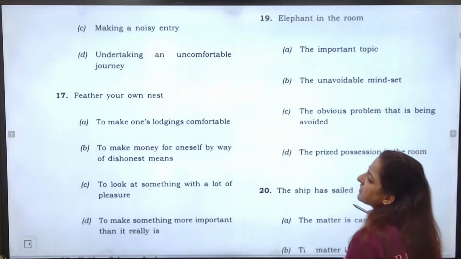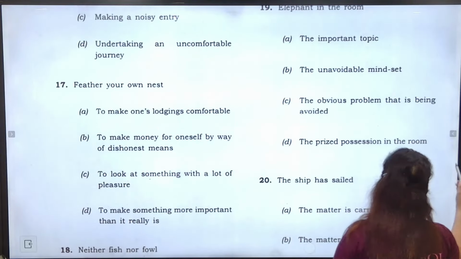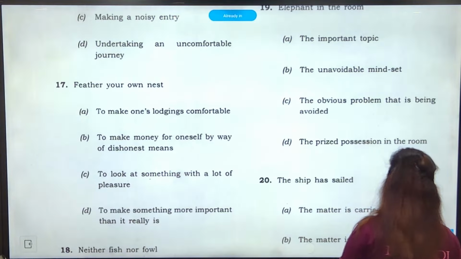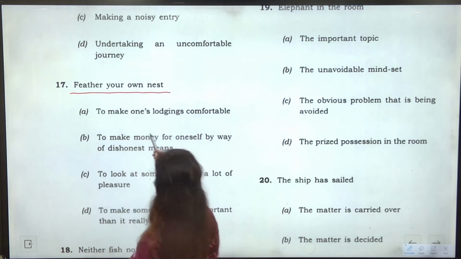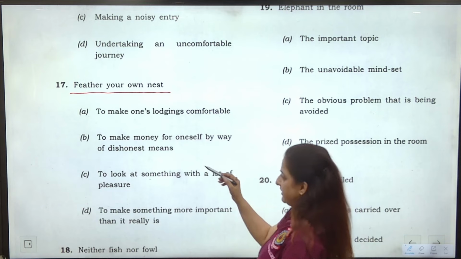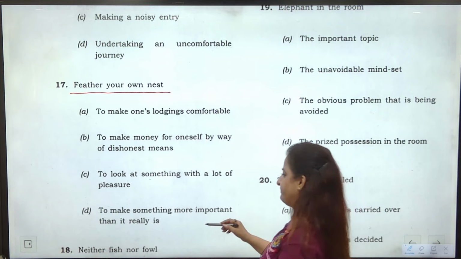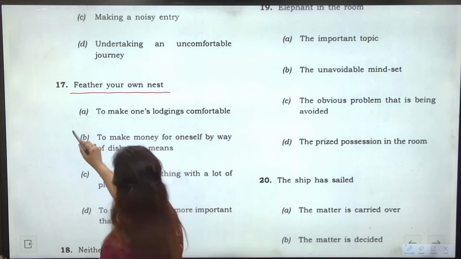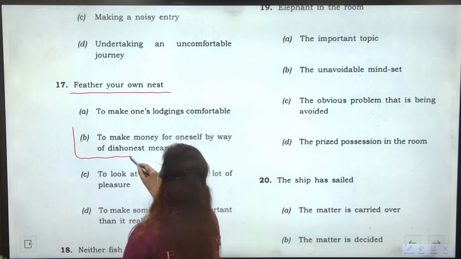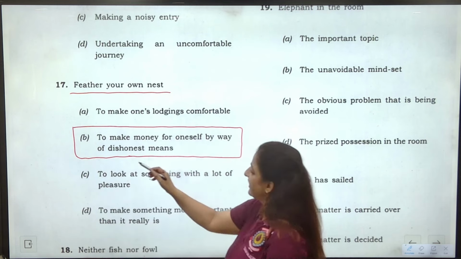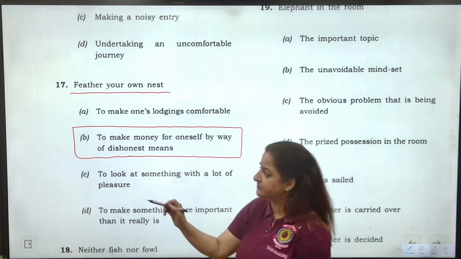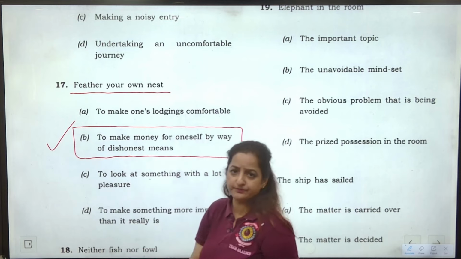Next one, number 17. Feather your own nest. What does it mean? Feather your own nest. To make one's lodgings, make money. अपना फायदा basically देखना, अपना फायदा, अपना profit बनाना. To make money for oneself by way of dishonest means. This is the correct answer.